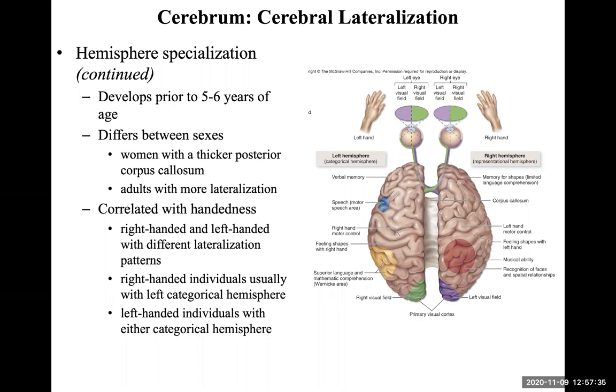As I mentioned, when it comes to right and left-handedness, left-handed people can have either of the hemispheres be their categorical hemisphere. For left-handed people, the right hemisphere can be the categorical, and the left can be the representational. But for people who are right-handed, this pretty much holds true. For people who are ambidextrous, because I always get that question, I don't really know. I've not seen enough research. I would intuitively guess that for ambidextrous people it's just kind of a coin toss.